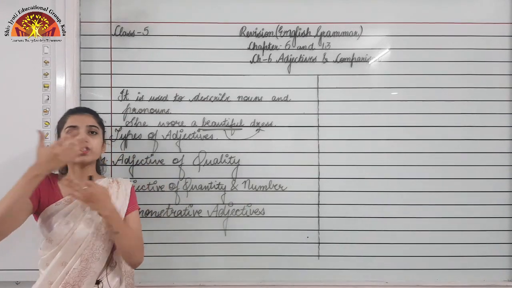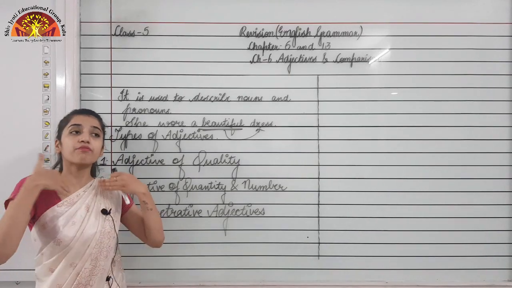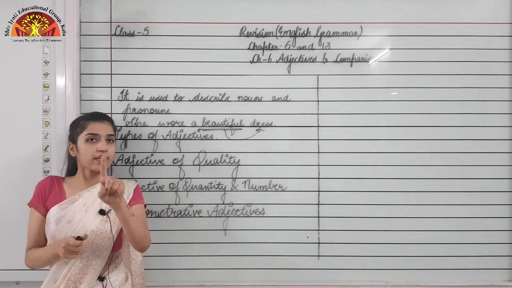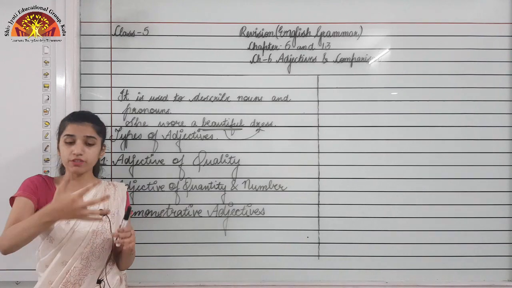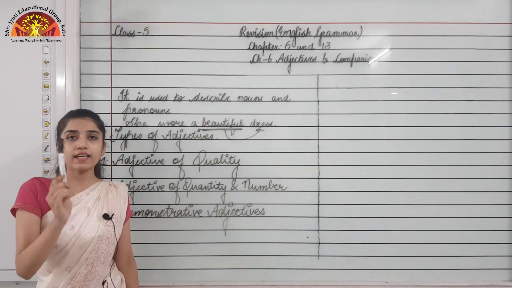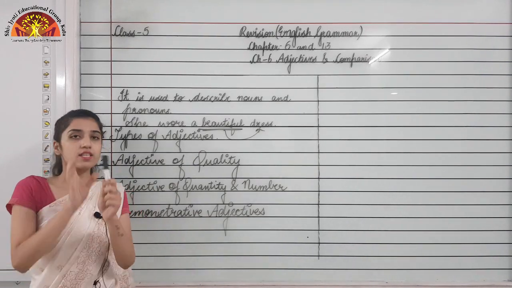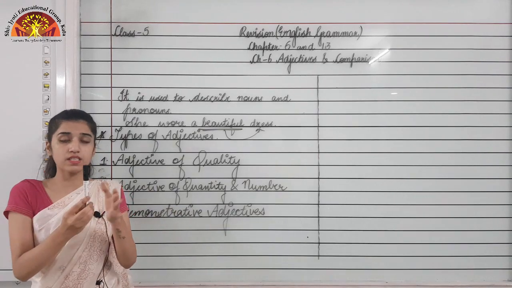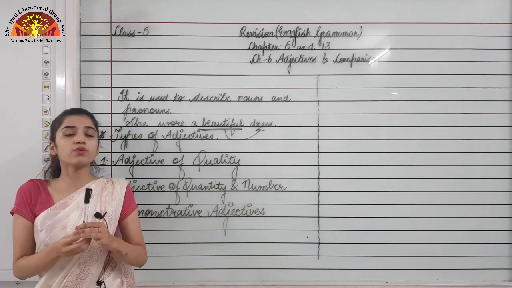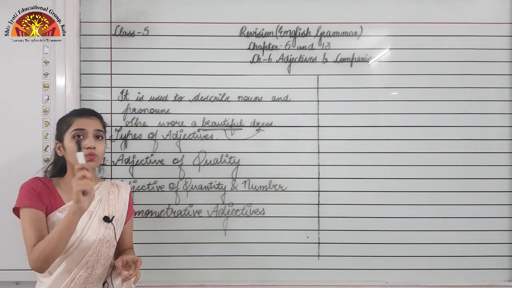For the things which are near me, I will say this and these. For the things that are far away from me, I will say that and those. For singular, I will use this for things near me. I can say, this marker is not mine. I use this because the marker is near me. If the marker was kept away from me, I would use that, because it is singular.